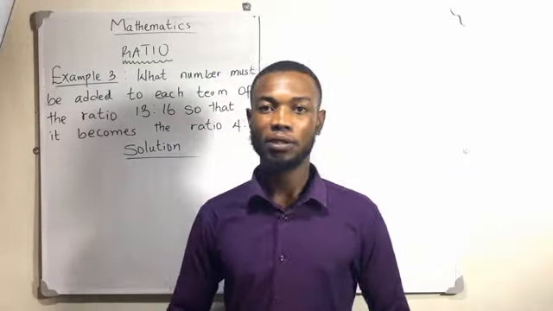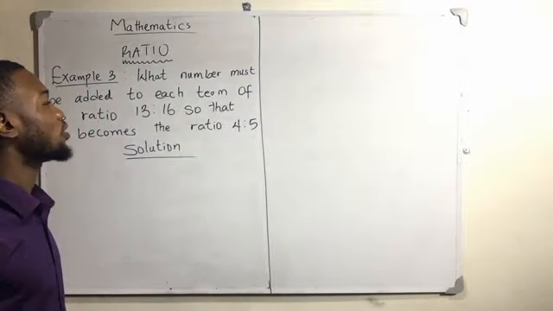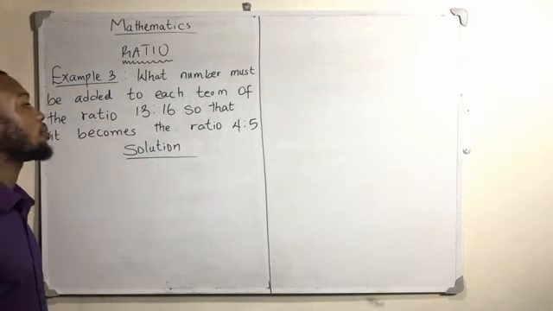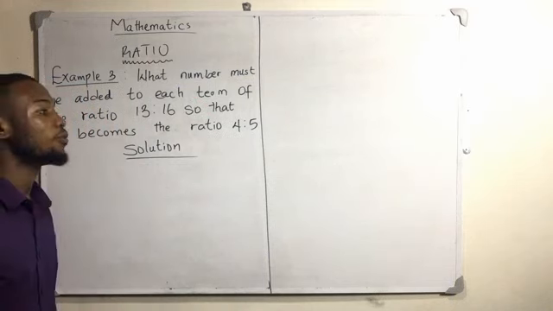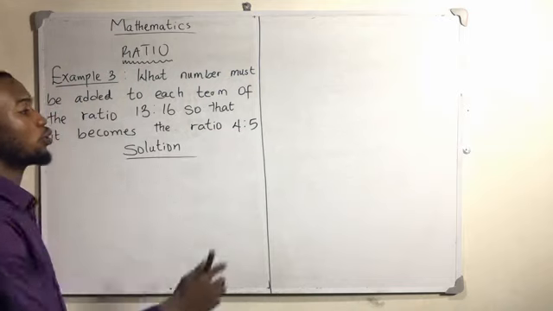Welcome back to another question, guys. In this one, we're told: what number must be added to each term of the ratio 13:16 so that it becomes the ratio of 4:5? What this means is that which number are we going to add to these two, that when we simplify it, we have 4:5.